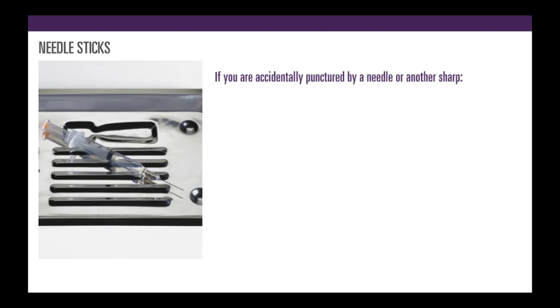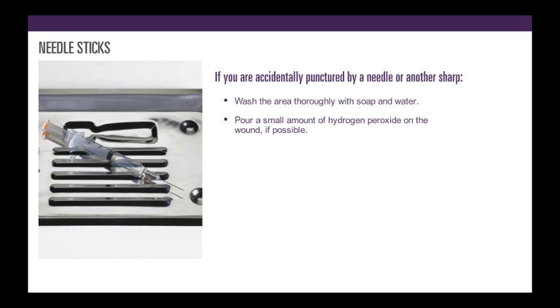If you are accidentally punctured by a needle or another sharp, wash the area thoroughly with soap and water. If hydrogen peroxide is available, pour a small amount on the wound. Needle sticks are the most common way for HCAs to become infected with a bloodborne disease. Fortunately, the risk is small, less than 1%.